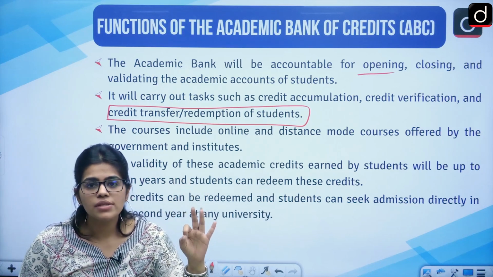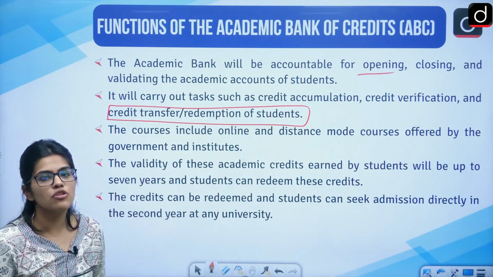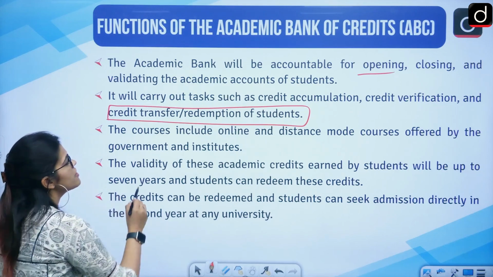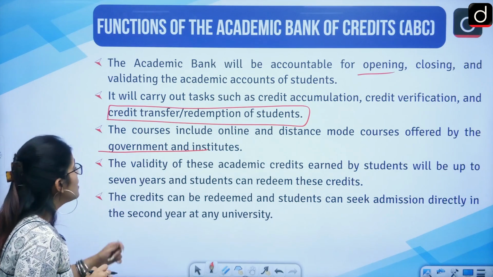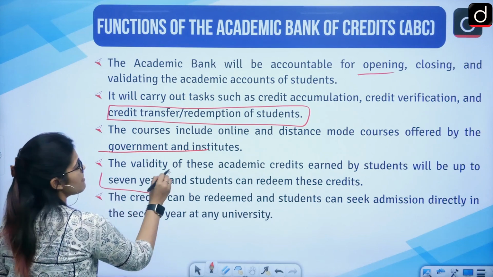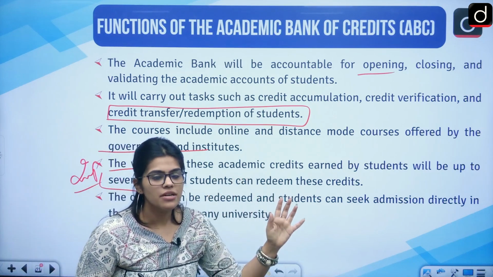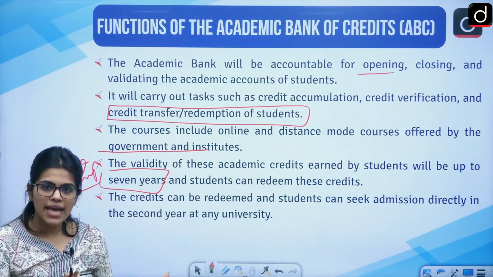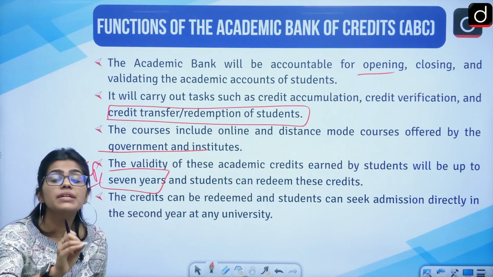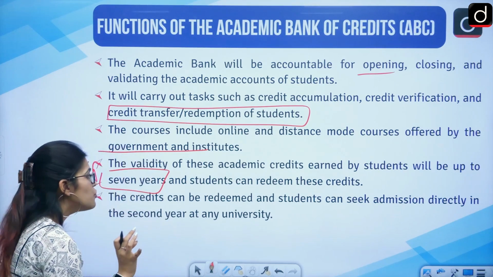So the three major roles are what? It will look at the credit transfer, and it will look at the accumulation and verification of the credits. The course includes both online and distance mode courses offered by the government and different institutions. The validity of these academic credits earned by the students will be up to 7 years. And this is important: till when would these courses be valid? Till 7 years. Also, there can be some exceptions related to the courses, and each course will give you detailed knowledge about how many credits you can earn and what the validity is. So you will get the information.